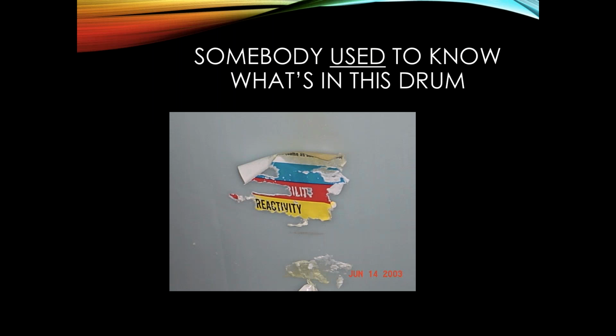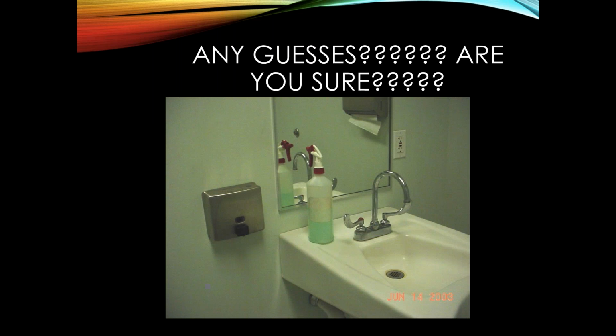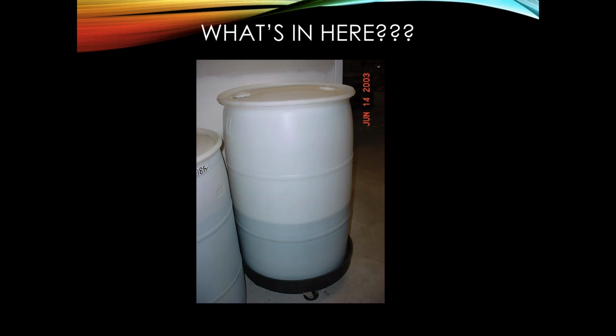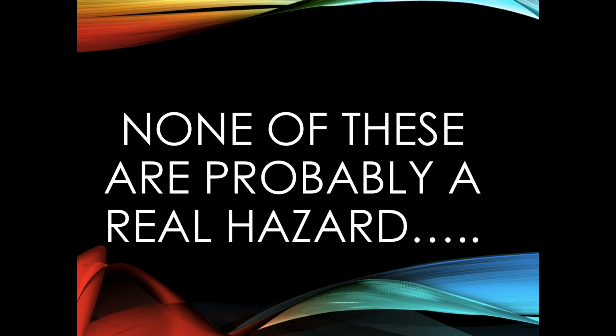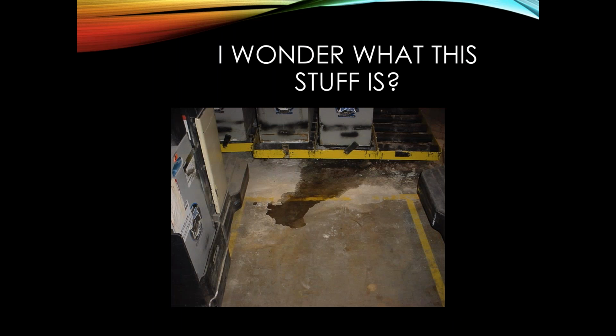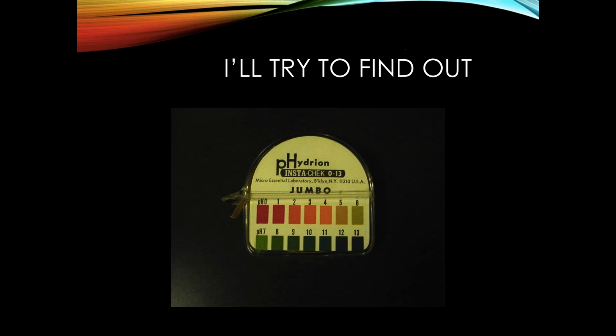Okay, moving forward, some of the unknowns. We used to know what was in this drum at one point in time, but obviously it's all torn apart. This does not make OSHA happy when you see things like this. Any guesses? It's not labeled. What's in here? Water. Not labeled. None of these are probably hazardous, but they could be. A real hazard. I wonder what this stuff is. I don't know, but it's leaking. So we'll try to find out.